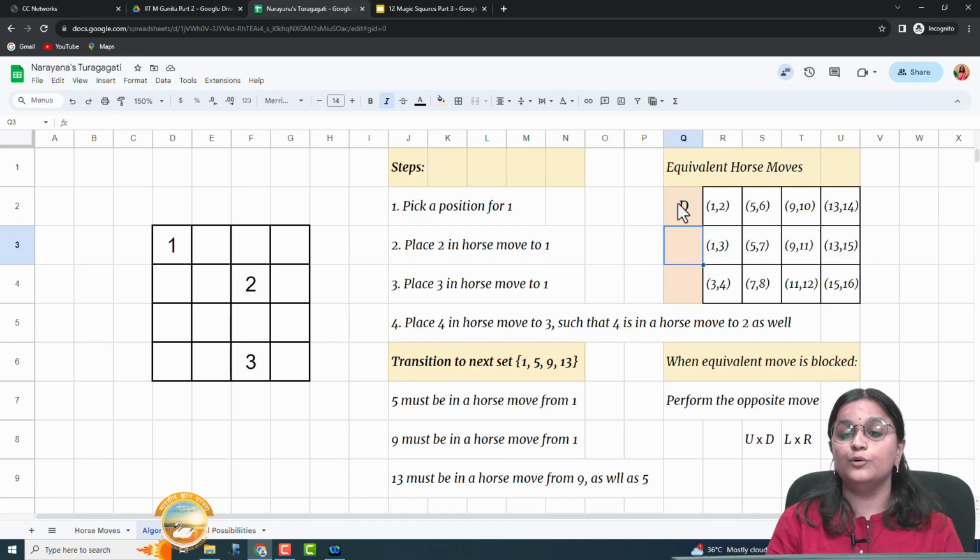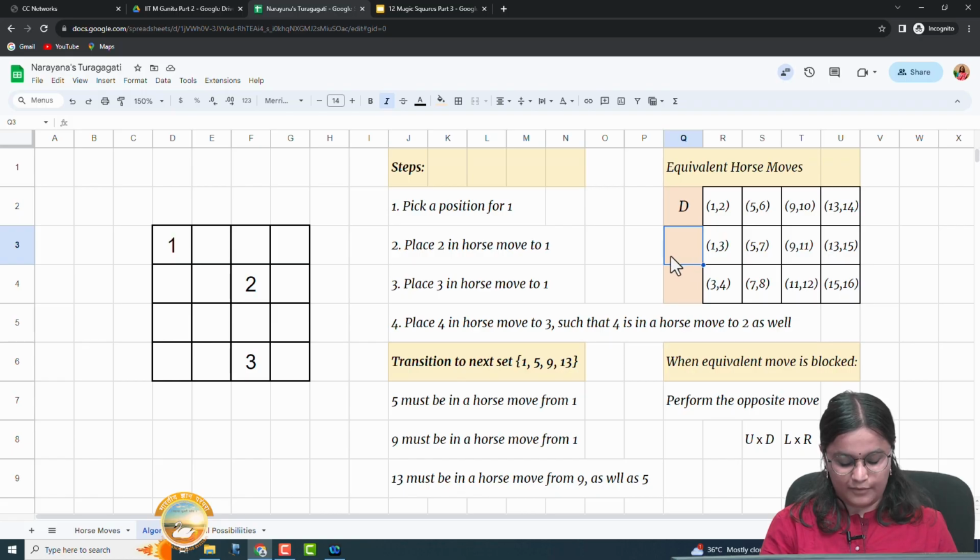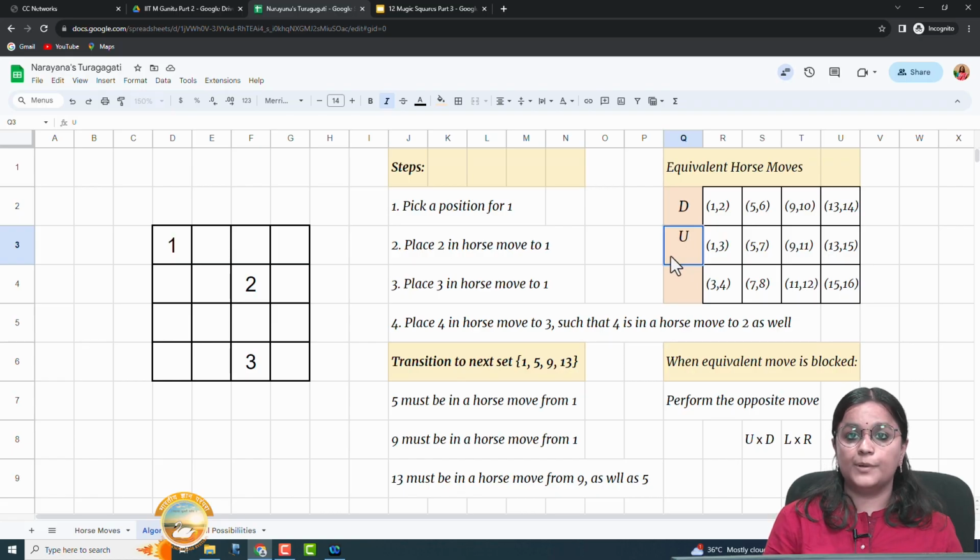Which is why from 1 to 2 we made a down horse move. In a similar fashion, for placing the number 3, we have used an up horse move, which we will write down here along with our numbers. In the next step, we have to find out where 4 can be placed such that it is a horse move to 3 as well as to 2.